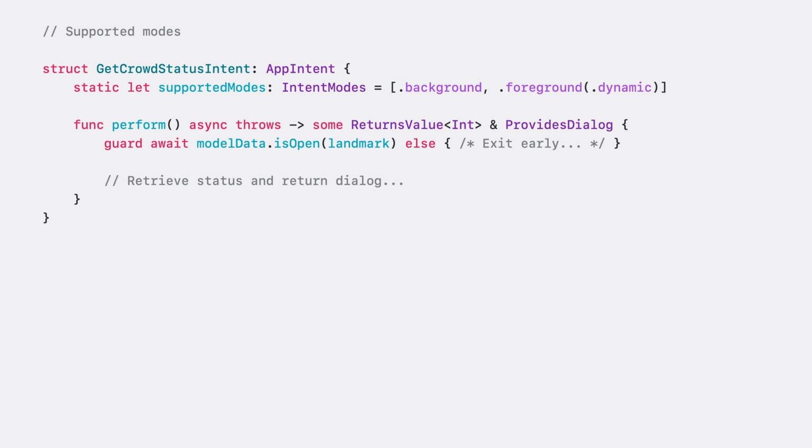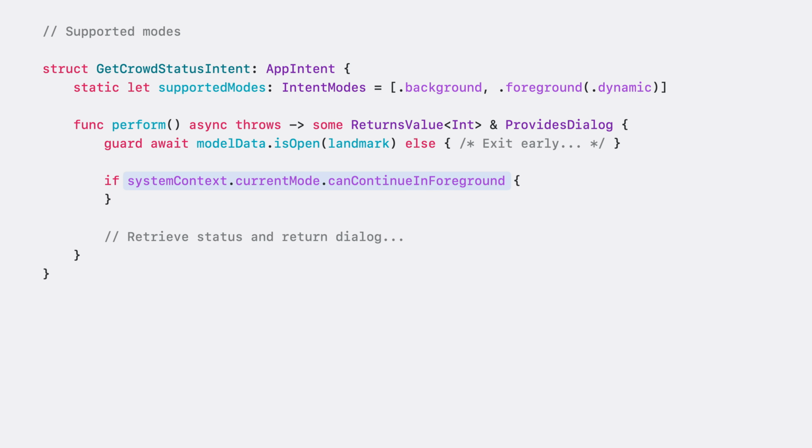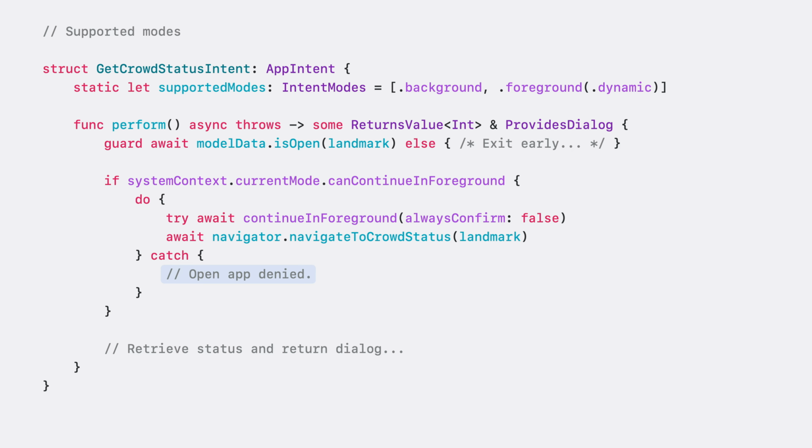After we are sure the landmark is open, we can use the new property on system context to check if we can foreground the app. If we can, we'll call the continueInForeground method to bring it forward. By setting always confirm to false, the system will avoid prompting if there was activity in the last few seconds. If launching the app was successful, we can finally navigate to the crowd status view. However, if the launch request is denied, either by the system or the user, the method will throw an error. You can catch it and handle it accordingly.